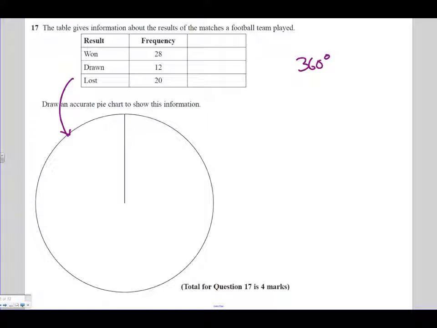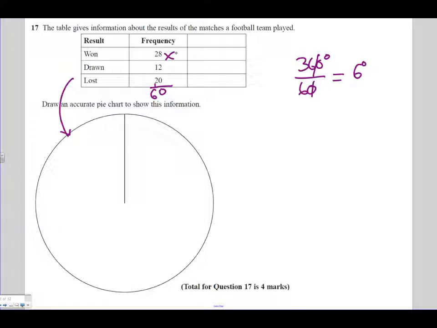the 360 degrees. So first of all, you need to add all of the things that are going into the pie chart. So 28 plus 12 plus 20. So 8 and 2 is 10, 1, 0, 2, 4, 5, 6. So we have a count of 60 that we need to fit into our 360. So 360 divided by 60 tells us each item is worth 6 degrees.